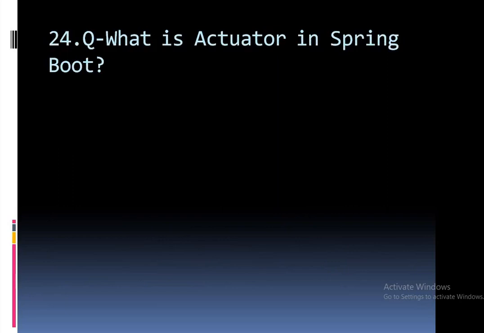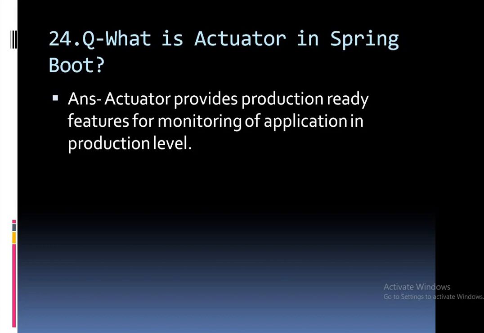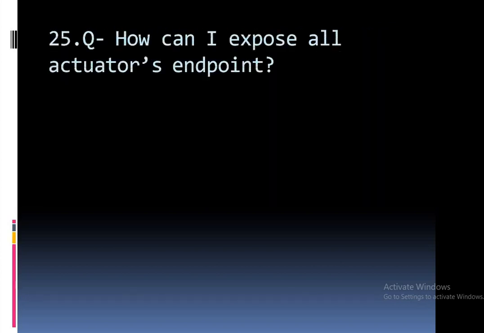So what is Actuator in SpringBoot? Actuator provides production-ready features for monitoring applications at production level. So Actuator is the set of endpoints through which we can monitor our applications. Actuator helps in monitoring applications at production level. These are the endpoints. How can I expose all Actuator endpoints? So how can we expose all Actuator endpoints?